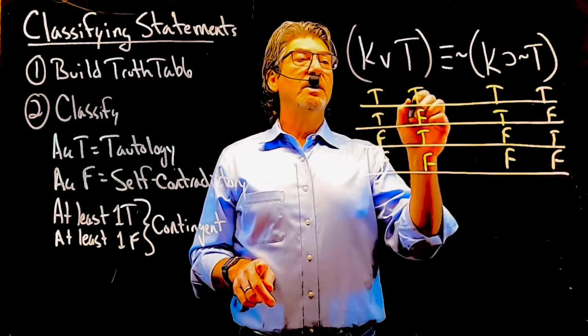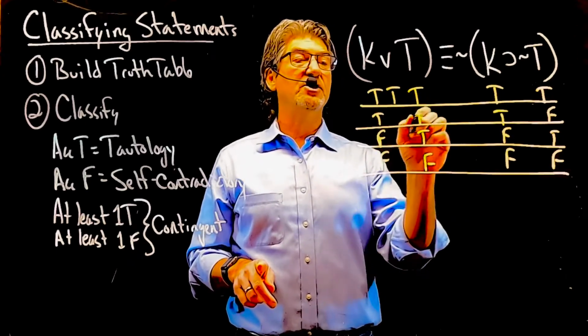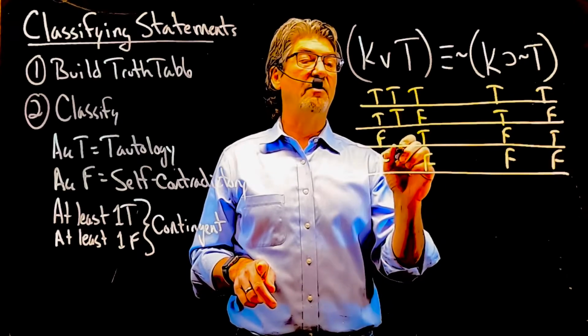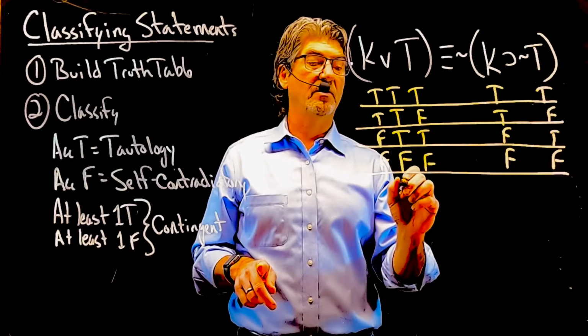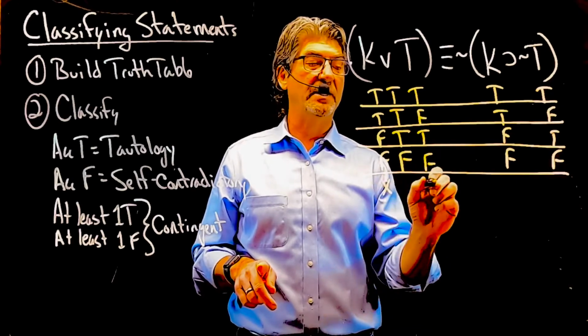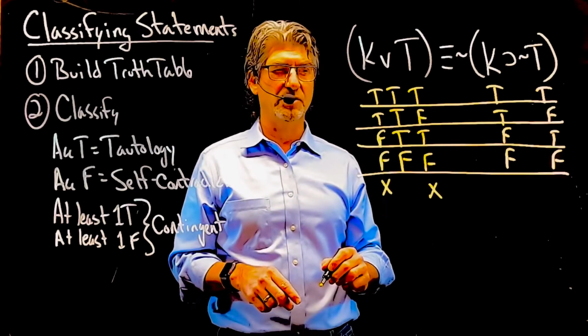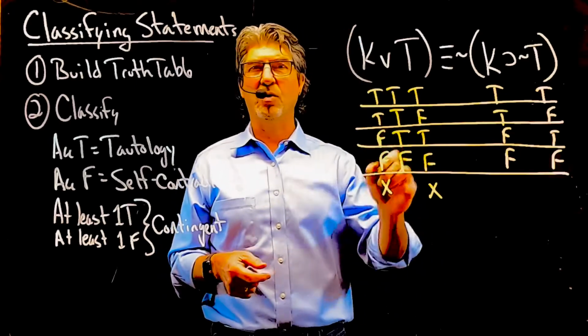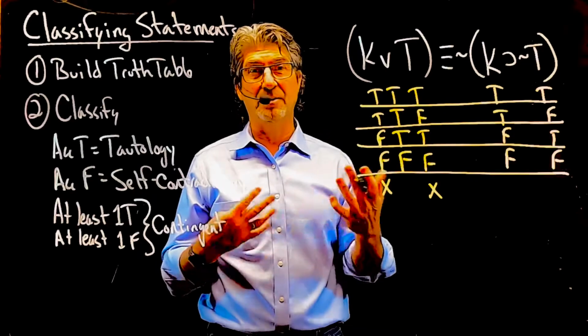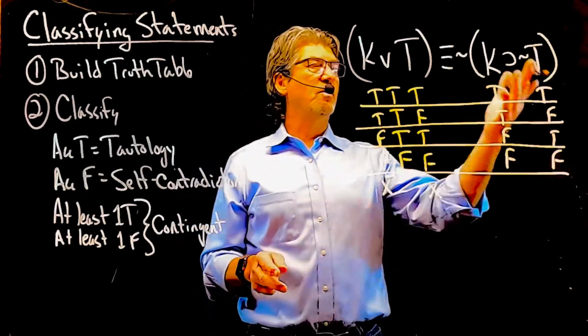Here you have T wedge T is T. T wedge F is T. F wedge T is T. F wedge F is F. Okay, so what I like to do is put an X at the bottom of the columns that I've used, just to help me keep track of what's been used and what hasn't. I don't want to cross them out because it gets all messy and it's hard to double check yourself that way.